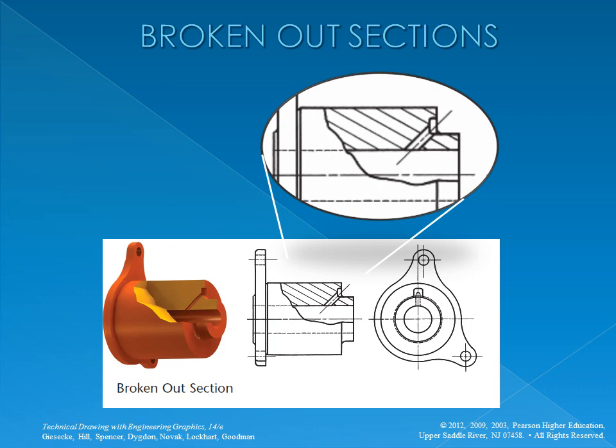It often happens that only a partial section of a view is needed to expose the shape of the interior detail. Such a section, bounded by a break line, is called a broken out section. Your textbook has further examples of this.